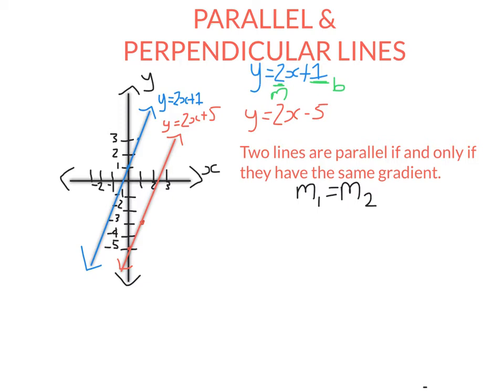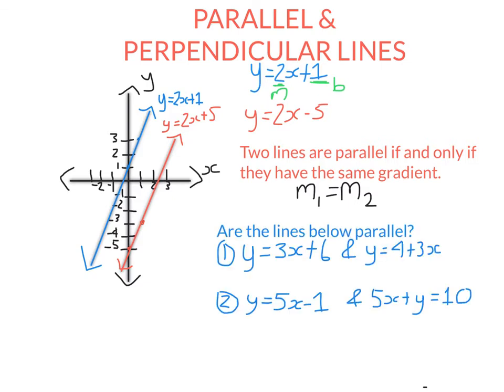But if we are asked whether or not two lines are parallel, we don't always want to graph them like we did here. I did that just to show you what's going on. Graphing takes a long time. So if we are to determine whether or not two lines are parallel, we only need to look at their gradients. So let's say we're asked, are the lines y equals 3x plus 6 and y equals 4 plus 3x parallel? Will they ever meet? So rather than graphing this and graphing this, which takes too long, we're just going to look at the gradients.